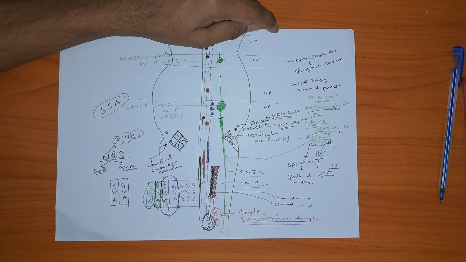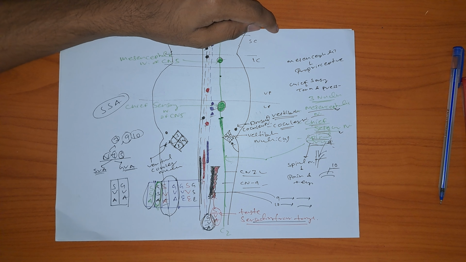Now I will talk about cranial nerve 6. Cranial nerve 6 is the abducent nerve. It has a nucleus here. This is the nucleus of the abducent nerve, which supplies the lateral rectus. Cranial nerve 6 nucleus, and I also have a component of general somatic afferent.